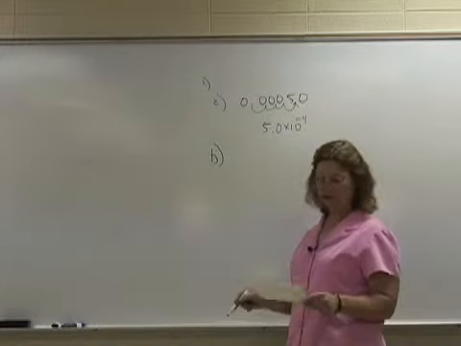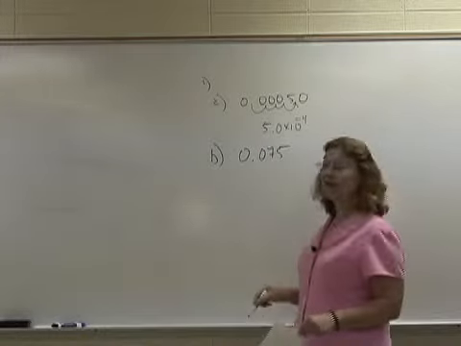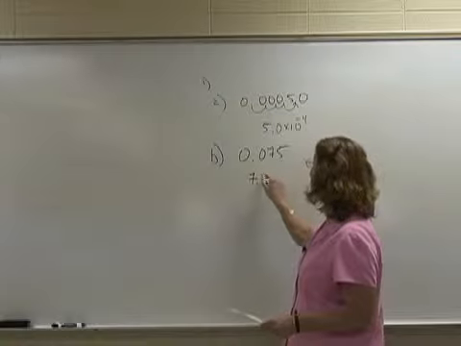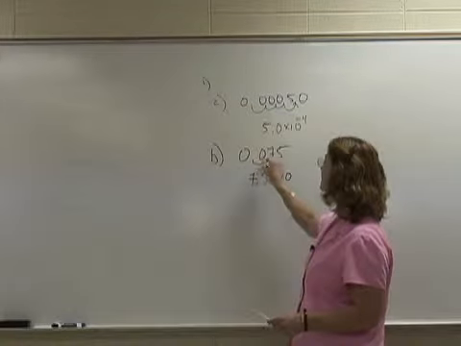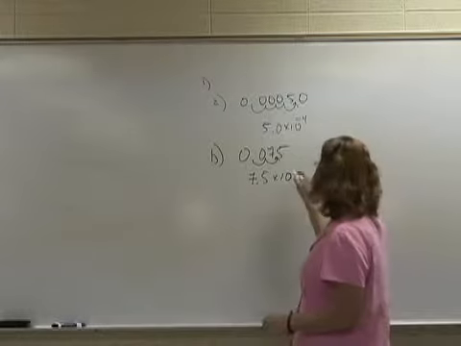The second question was 0.075. That number is also less than 1, so it would be 7.5 times 10 to the minus 2, because I moved it 2 places.